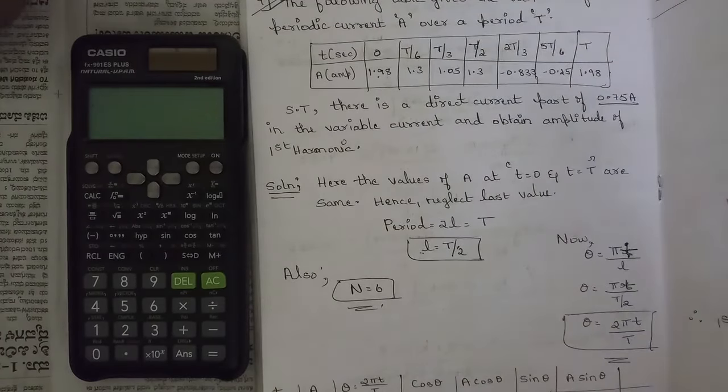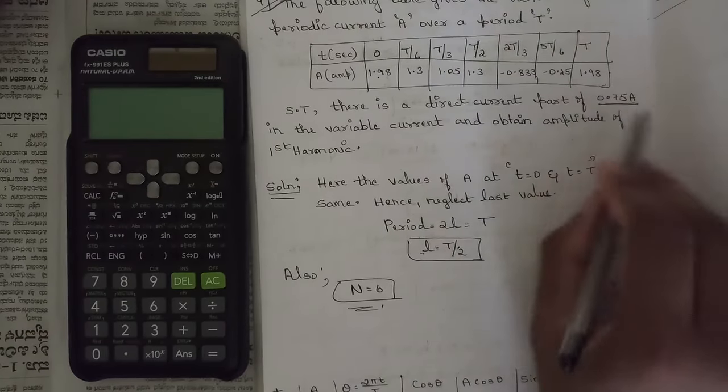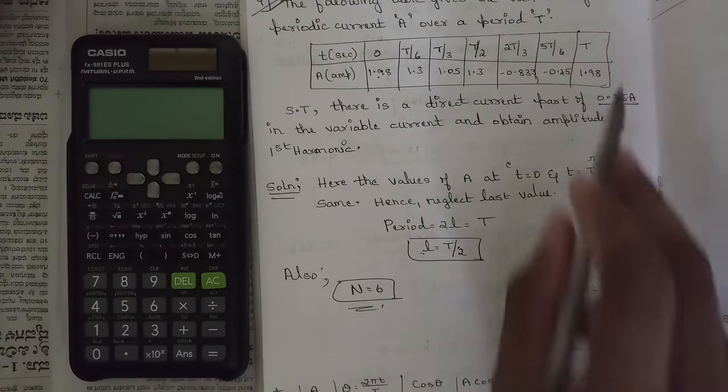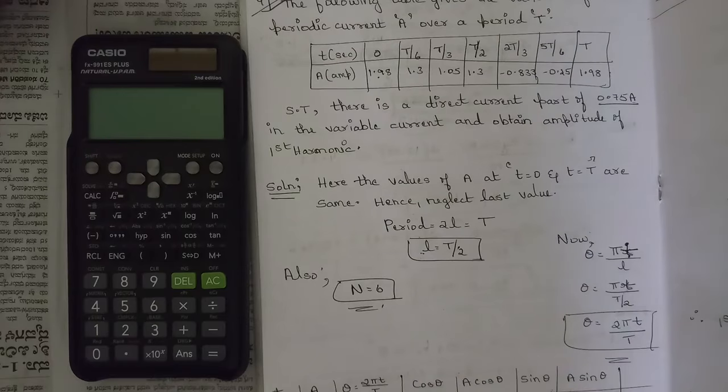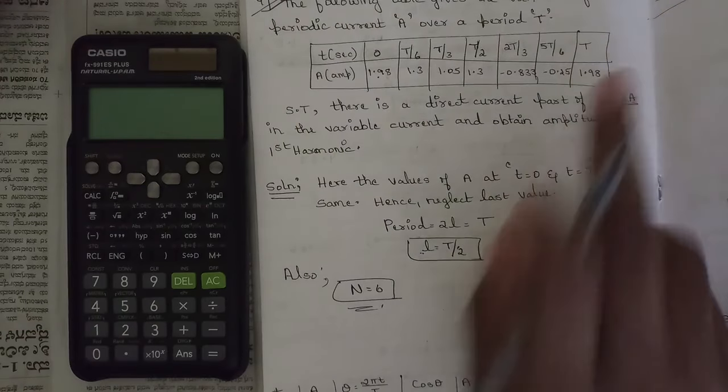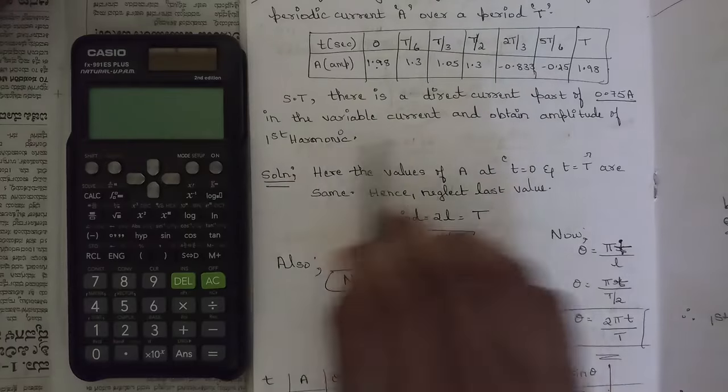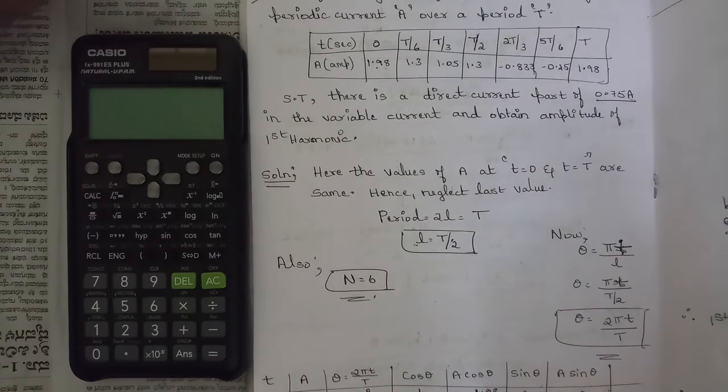That is, while writing the Fourier series, we need to write it as 1.5 by 2, right? Because we are assuming that the answer should be double of this, that is 1.5 by 2. 1.5 by 2 is again 0.75. That is what we need to prove, that in the Fourier series the value of the constant a naught by 2 we get is 0.75 in the variable current, and obtain the amplitude of the first harmonic. That is, we need to find the first harmonic.